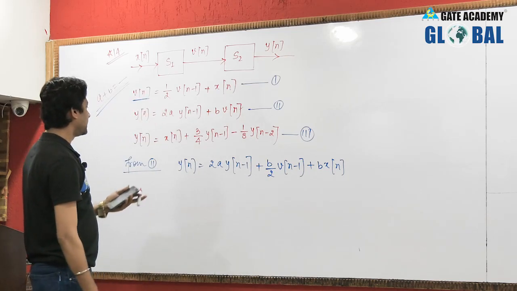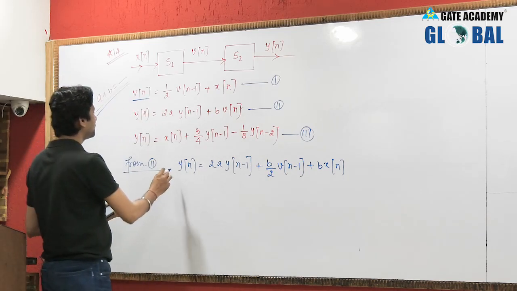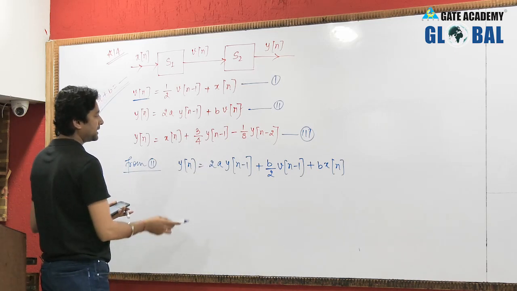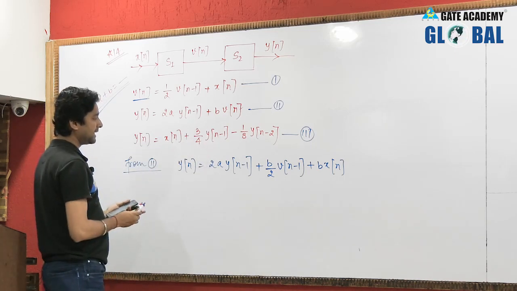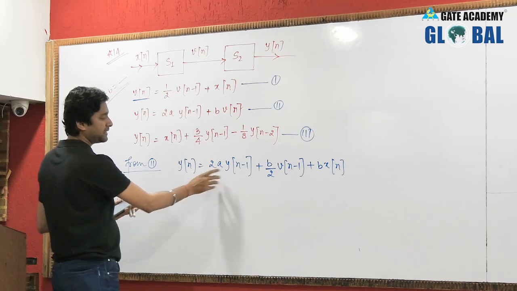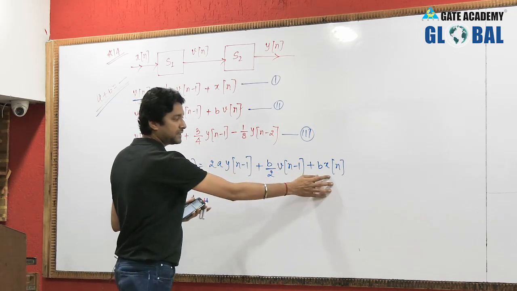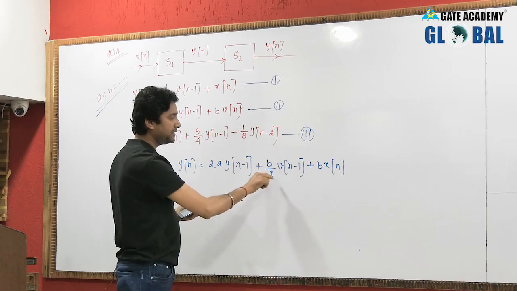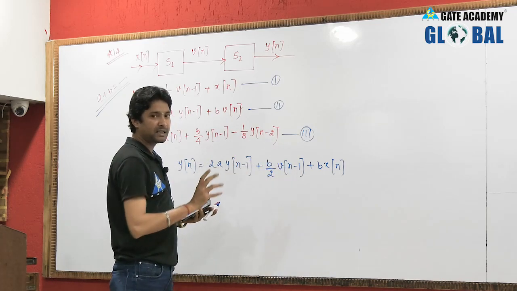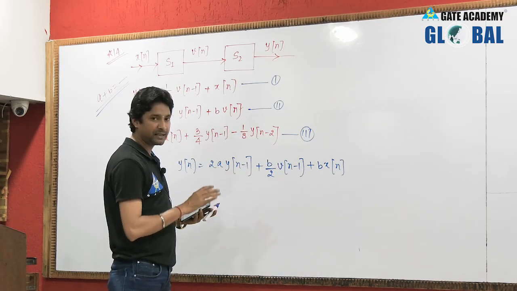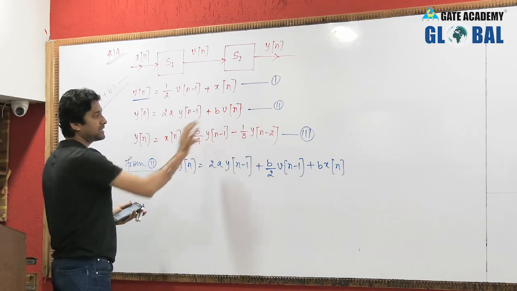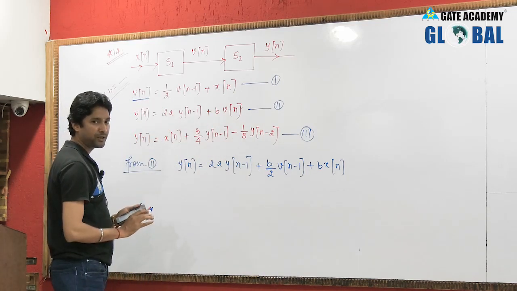Now this equation cannot be compared with this difference equation, as this equation has y of n terms and x of n terms, that is all right, but this term v of n minus 1 must be converted in terms of either x of n or y of n. Then only can you compare with this equation, as it does not have any v of n terms.